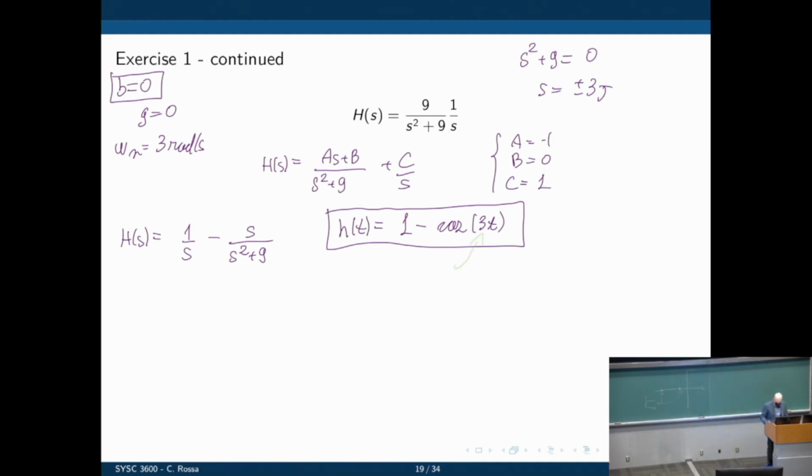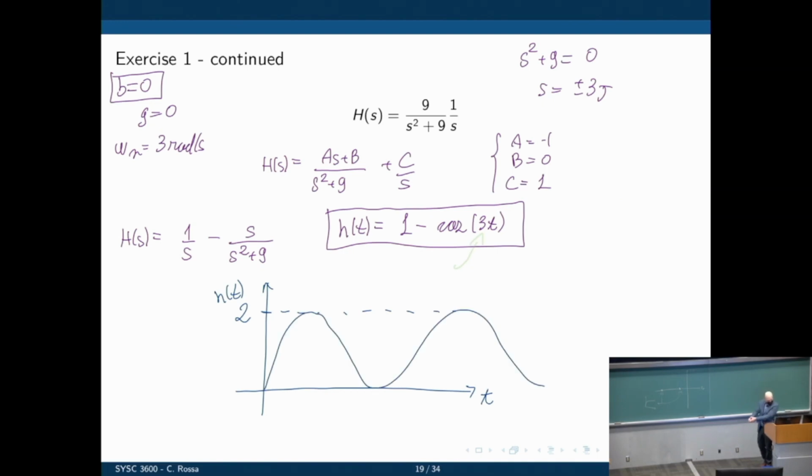We can plot this, t and h of t. When time is 0, cosine of 0 is 1. At 90 degrees that's 0, and at 180 that's negative 1. So that goes from 1 to 2, starting at 1, and oscillates like that.